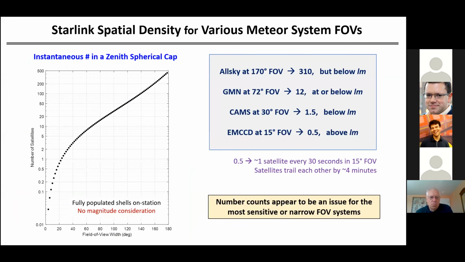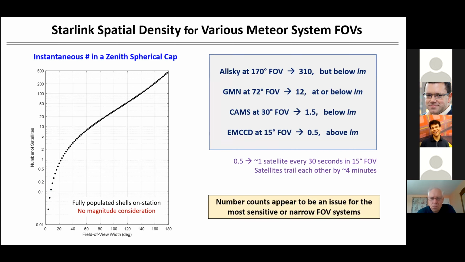Here is an example of the spatial density in the sky of Starlink satellites, which has been the major concern for both the astronomers and the public in general, considering how bright some of the satellites had been. If you look at a spherical cap on an all-sky system, you could see as many as 300 to 400 satellites in one field of view. However, most all-sky meteor systems have a limiting magnitude threshold that essentially all these satellites would be invisible to. For moderate field of view, you could see anywhere from 1 to 12 within the field of view at any given time. Again, we're sitting right about the limiting magnitude of the sensitivity of the systems or below.